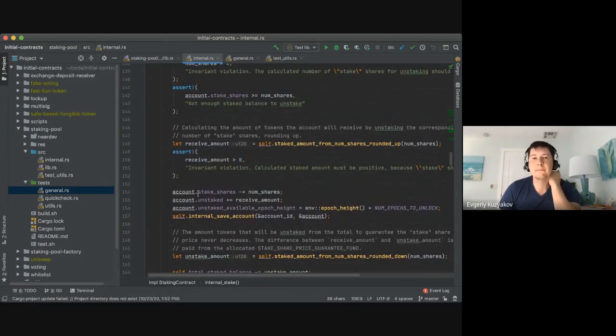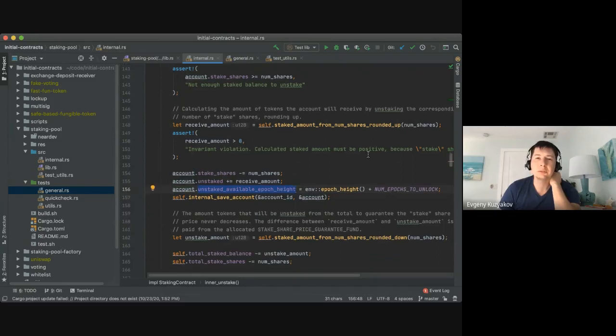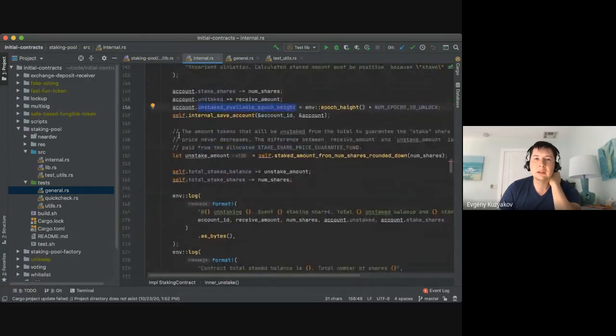And we decrease the shares to increase the amount and say when you can unlock, so in 4 epochs. And this is the unstaked amount. We rounded it down, so we unstake slightly less to guarantee the price of other participants of the pool.